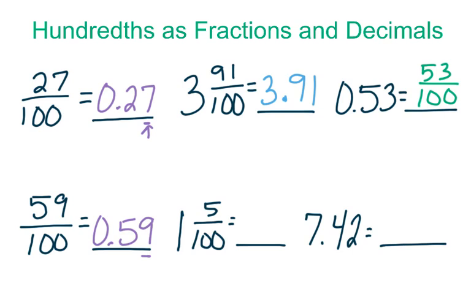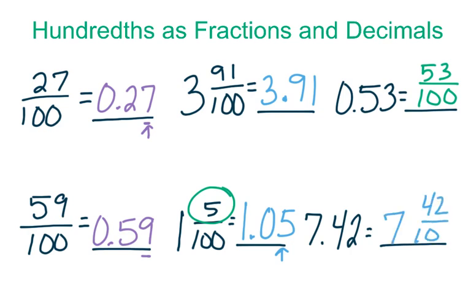1 and 5 hundredths. We would have 1 and 5 hundredths. My 5 needs to be in our hundredths place. Think of this like 5 cents. So our 5 would be in our hundredths place. And then the last one, 7 and 42 hundredths. We'd have 7 and 42 hundredths.